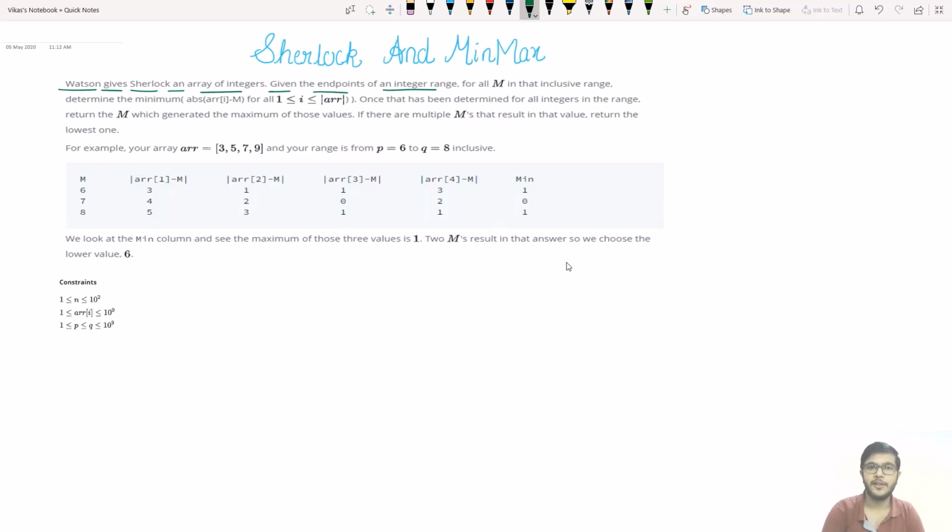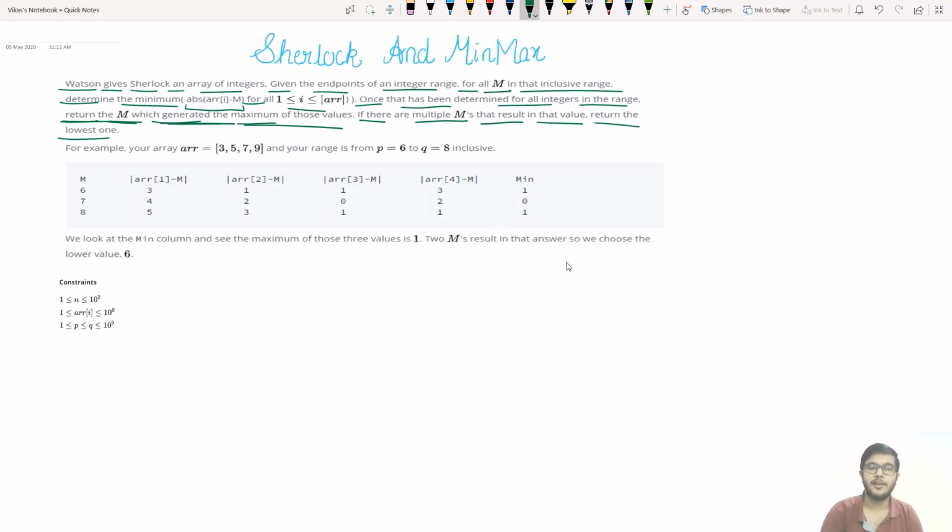Given the endpoints of an integer range, for all m in that inclusive range, determine the minimum. So the minimum is going to be the absolute difference between array of i and m for all i between 1 to array.length. Once that has been determined for all the integers in the range, return the m which generated the maximum of those values. So once all the minimums have been determined, we are just going to return the m which generated the maximum of those minimum values. If there are multiple m's that result in that value, return the lowest one. So this is our question.